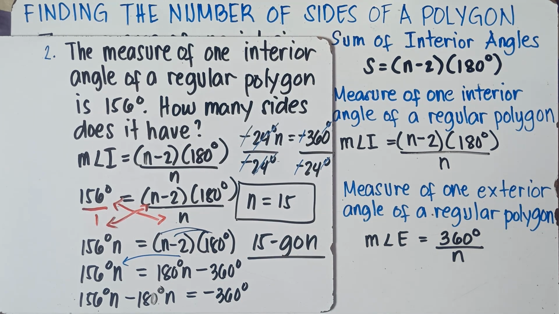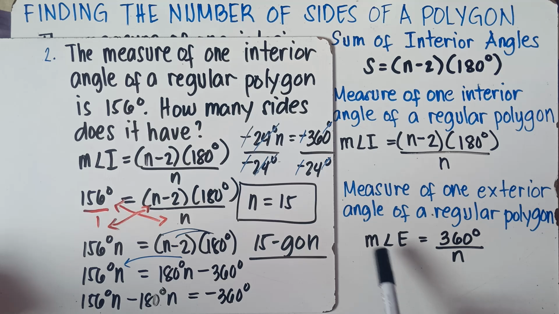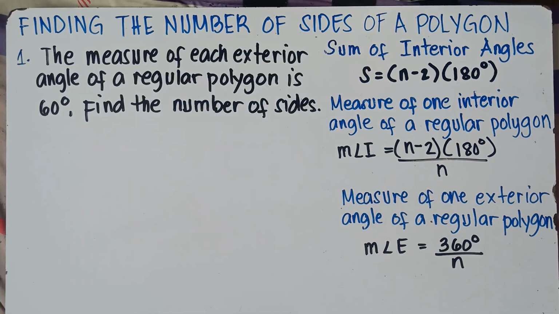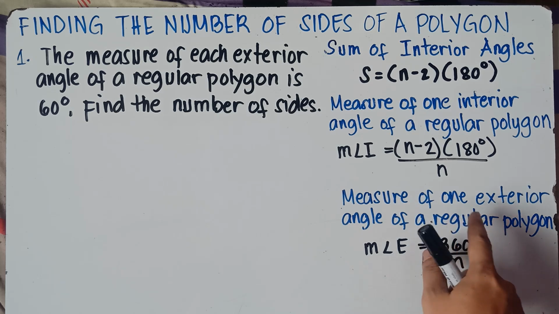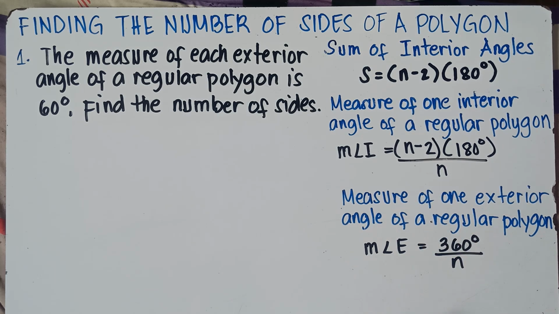Alright, so all set for this one. Let's have another example, class. Last example, given one measure of exterior angle of a regular polygon and then we find the sides. Alright, so let's have an example, class, in which the given measure is one exterior angle of a regular polygon and we will be using this formula.